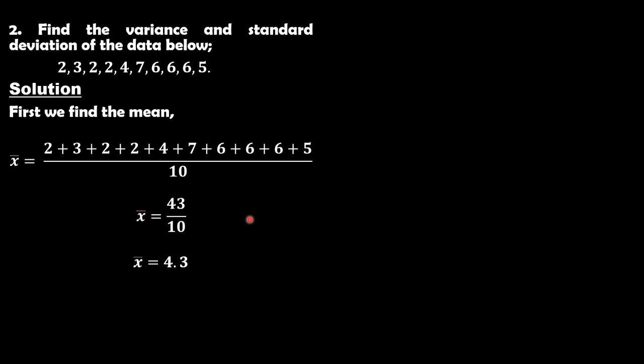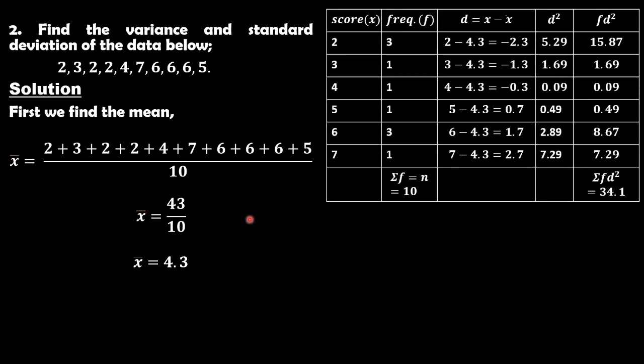Just like we have done in the first example, the next thing is for us to draw a table. In this case, we should take notice that in the first example, the values in our data set are not repetitive. That is, we do not have any repetition in our data set. But in the set of data that we are given in this second question, we have some data that repeats themselves. Therefore, we have to include the frequency column in our table.